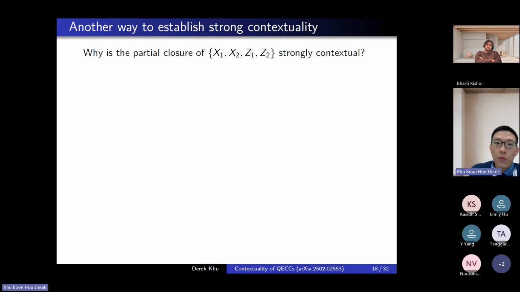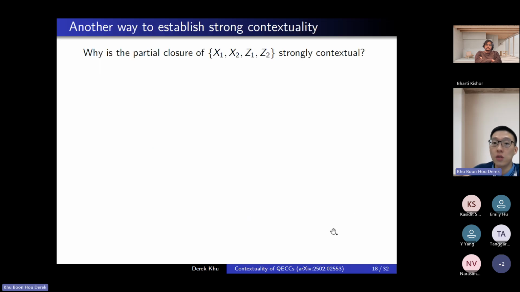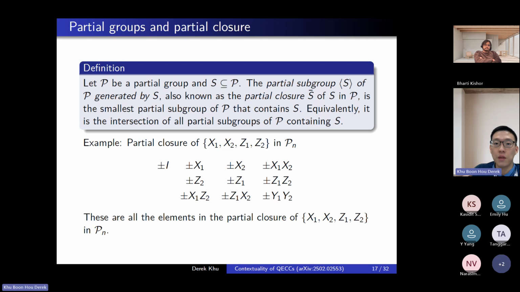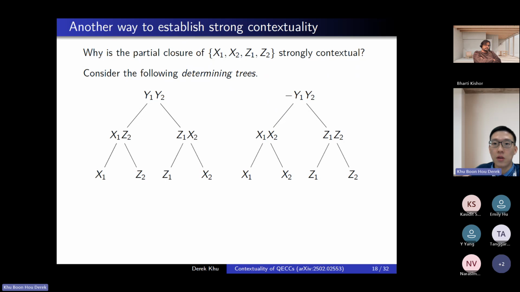So why is this partial closure strongly contextual? We did see a proof just now with the Peres-Mermin square. But another way to see that it's strongly contextual is to use determining trees. Each of these trees has the property that the parent is the product of its children, and all the children of a parent would commute. So these two commute, these two commute, these two commute, and so on. And their product is the parent.